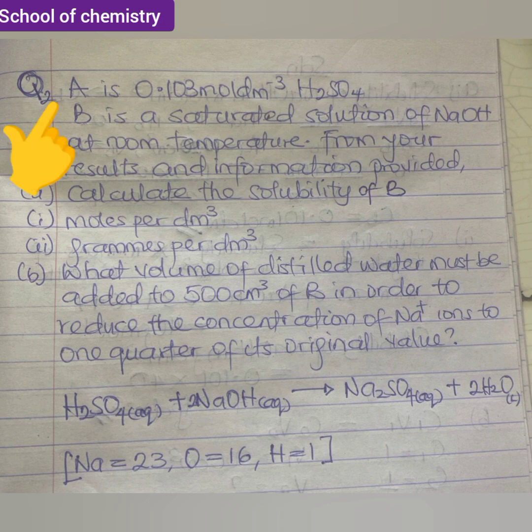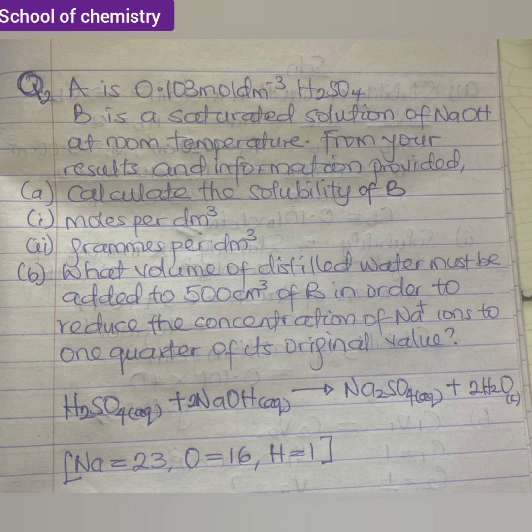All right, so now let's move to question 2, which is the next slide. Question 2, obviously, we have been given an acid, H2SO4, which is tetraoxosulfate(VI) acid. Never call it sulfuric acid. And our B is NaOH, sodium hydroxide.